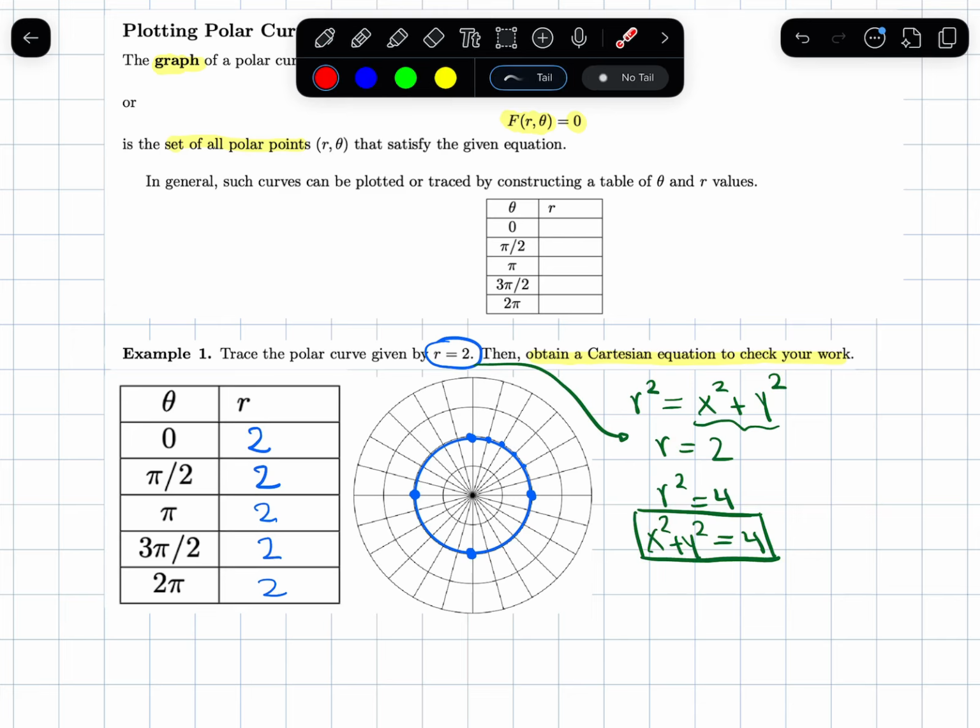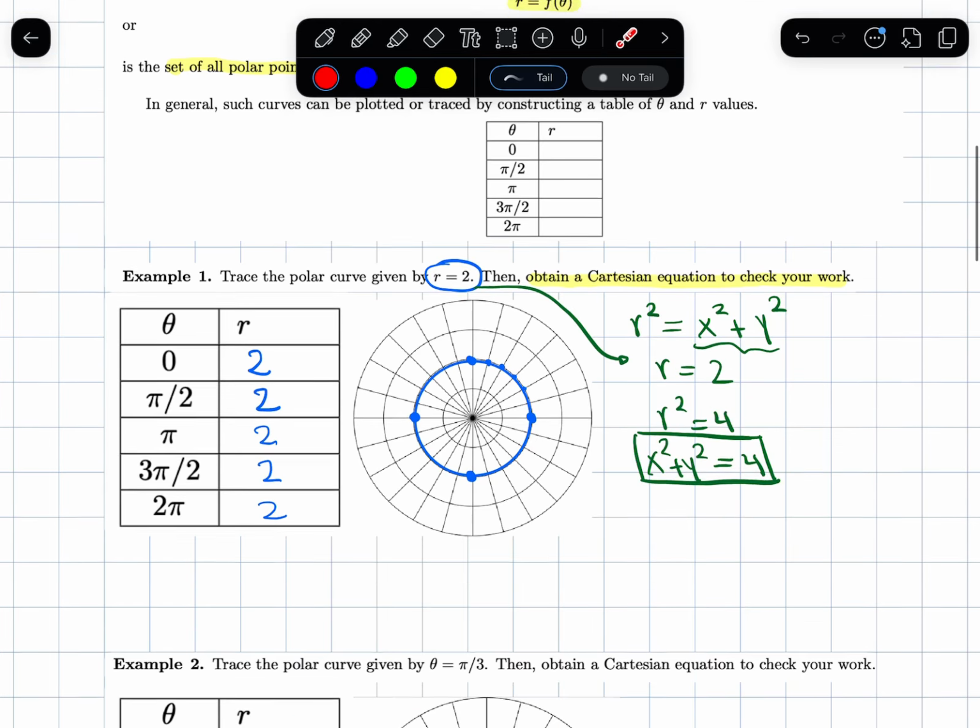Look at how much simpler this equation is when compared to this one though. This one has a bunch of squares and stuff. This is just r equals 2. So the simplest kind of equation for a circle would be in polar coordinates. I think that's pretty cool actually. Circles behave really well under polar coordinates, much better than in Cartesian coordinates.